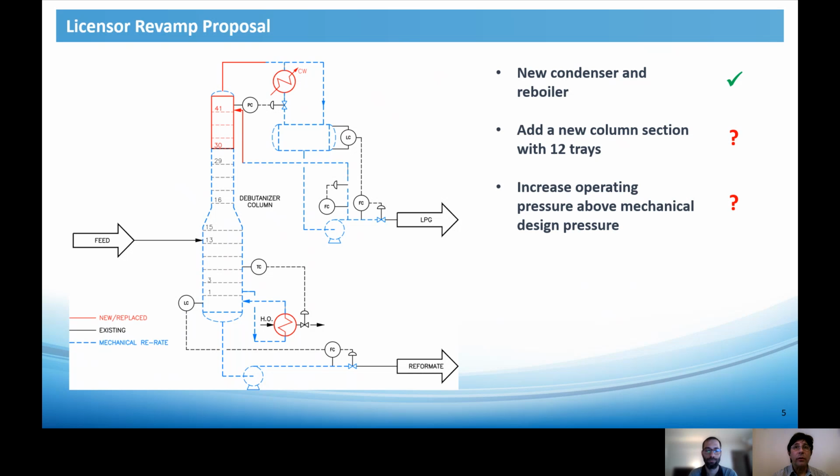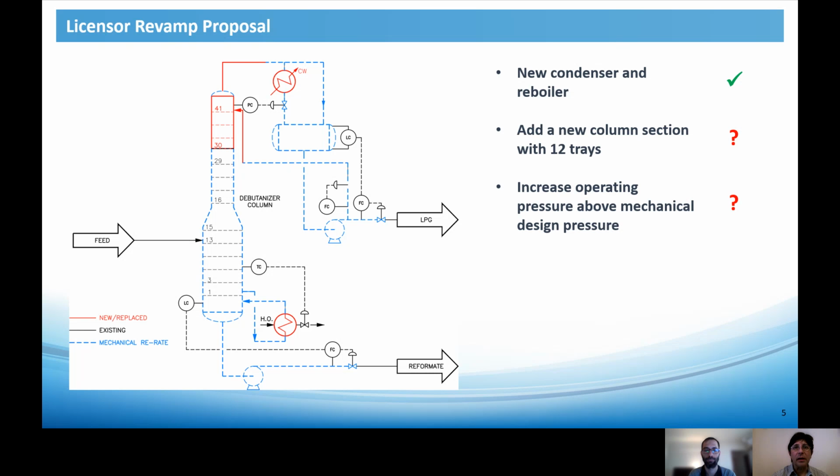Analyzing this proposal, we found that the existing column had already been revamped in a previous project, and 7 trays had already been added in the upper section. So its height was in fact already 25% higher than the original column design height. Thus, this modification involved carrying out work at a height of 30 meters above the ground floor.